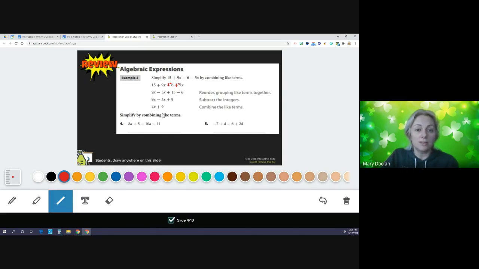Like terms have the same variable part. They are either both just numbers, like 15 and negative 6, or they both have an x, or they both have a y, or they both have a c or a d, whatever. And so we're going to simplify by combining like terms here. You're going to do number 4 and number 5. So I'm just going to have you do 2 of these.